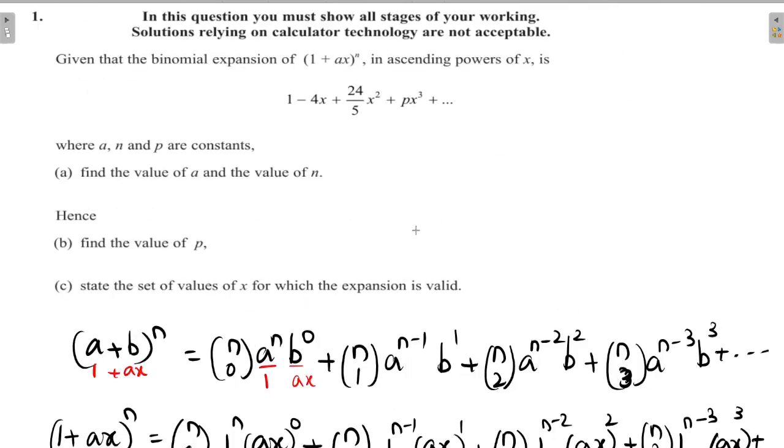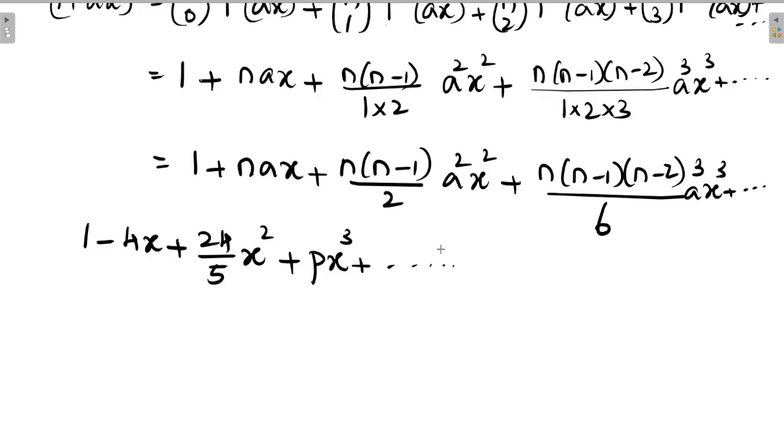Let us equate with the given terms. So this is our final terms. We are going to equate here to find the value of a and n. Let us equate the coefficient of x, that is na, which is equal to minus 4. From here, a equals minus 4 by n, or n equals minus 4 by a.